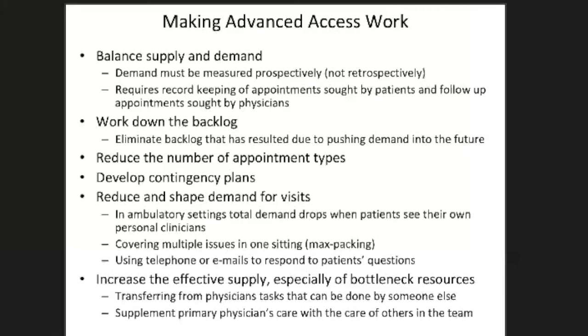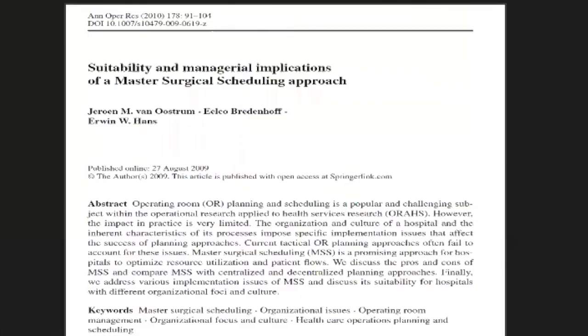Increase the effective supply, especially of bottleneck resources. That's basically physicians' time. So transferring some of the tasks that physicians would do to others who can also do it as effectively. And sometimes supplementing primary physician's care with the care of others in the team. Could be nurses, physician assistants. And that's the idea of creating a flexible workforce. So that's the article on access, advanced access.